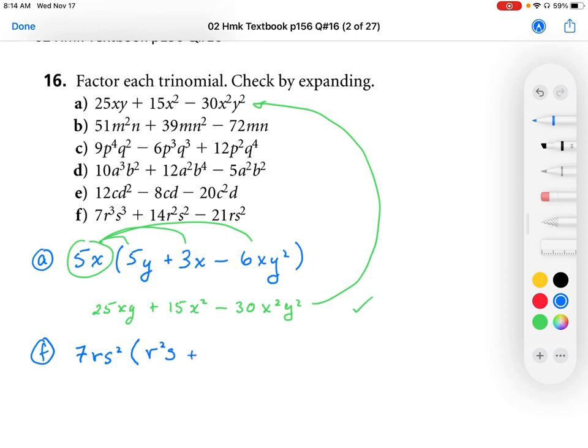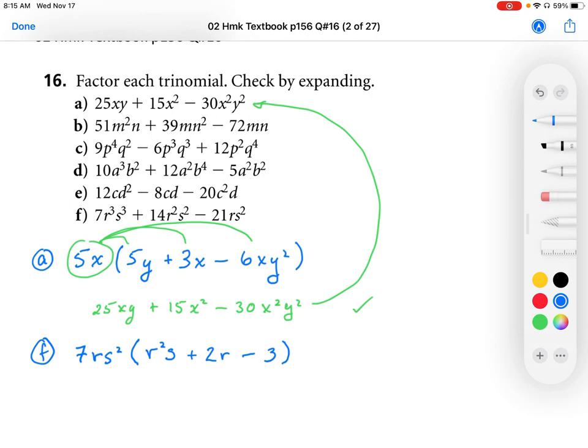Then we move on to the next term. 14 divided by 7 is 2, so we have a 2 left behind. R squared divided by r is going to be r. S squared divided by s squared, they just cancel out, so we're just left with no s's. So basically, if we take out s squared, we're left with no s's. Minus 21 divided by 7 is 3. The rs squared divided by rs squared, well, the rs squareds are all gone, so we're just left with a 3 in there.